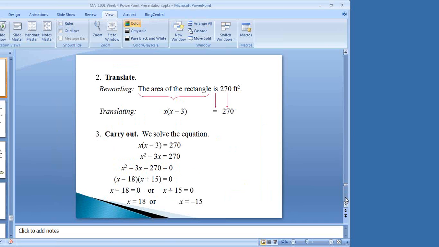And so length times width equals 270. X times x minus 3 equals 270. Don't let x equal 270 and x minus 3 equal 270. You have to distribute, all right, and then subtract 270 from both sides. This is where we want to start. So the setup is really the hardest part, but you also need to make sure you have the correct form. And then we factor, set each factor equal to 0, and we have our two answers.